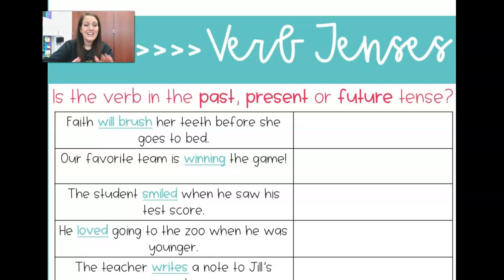All right, next one. The teacher writes a note to Jill's parent. Writes. Already writes? No. Will writes? No. Teacher writes. She's writing it right now. So remember, S and ing are usually going to be present tense.